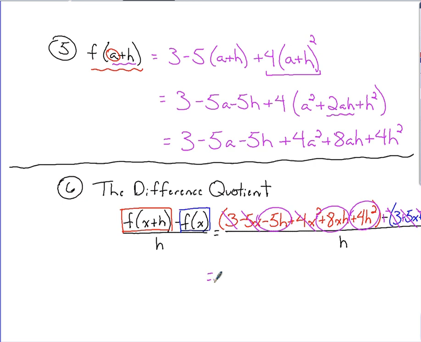At which point, because you are dividing by h, you can basically take this h and divide into each term. As long as you're dividing into each term, it's okay. So divide the h into negative 5h. You've got negative 5 left. Divide the h into the 8xh. The h's would cancel. You'd have 8x left. Divide the h into the 4h squared. You've got plus 4h left. There's your difference quotient.